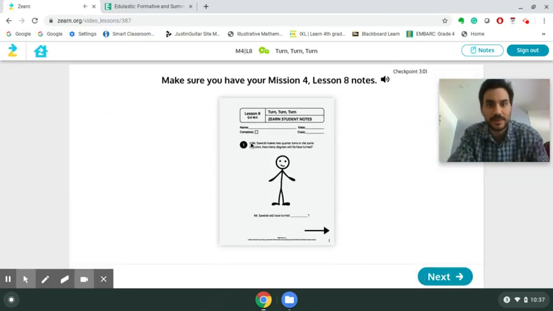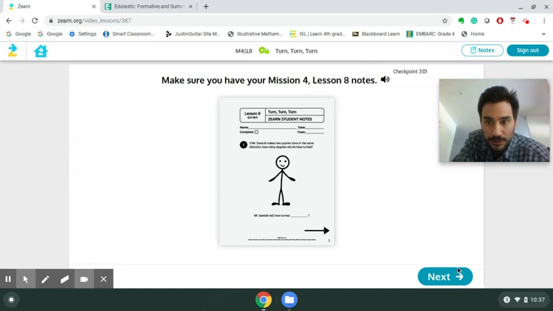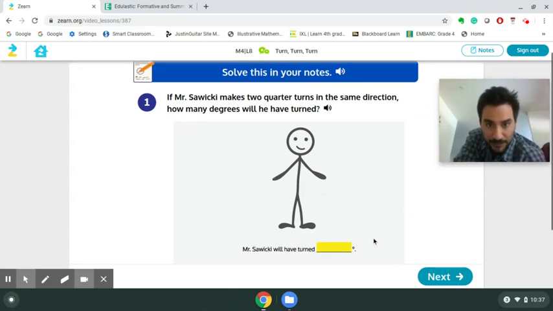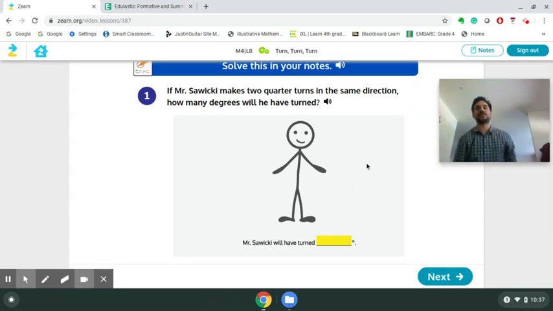All right, my friends, don't worry about this note page. We can do this on our own scrap paper. Make sure you have a piece of paper out right now. If Mr. Sawicki makes 2/4 turns in the same direction, how many degrees will he have turned? All right, so 2/4 turns in the same direction.